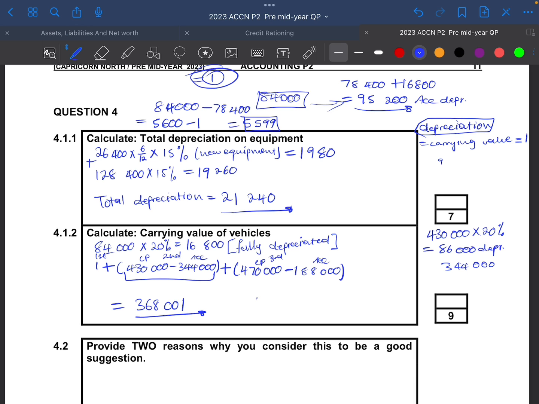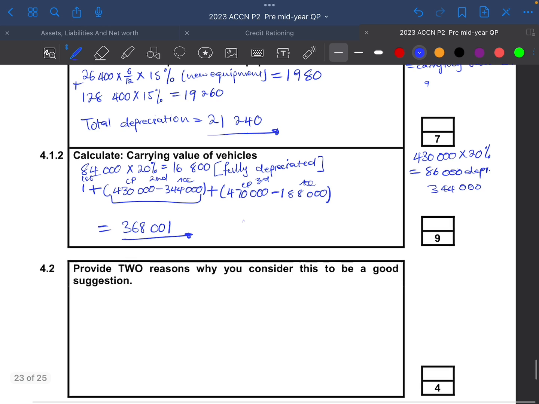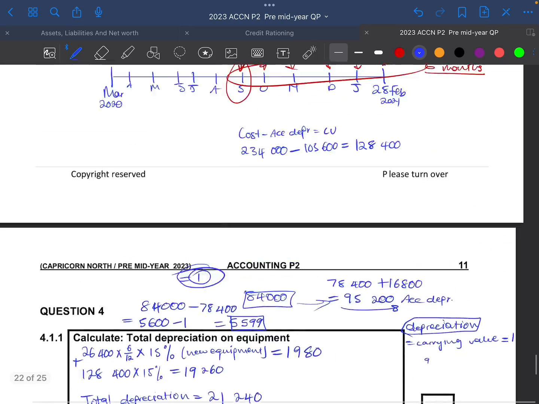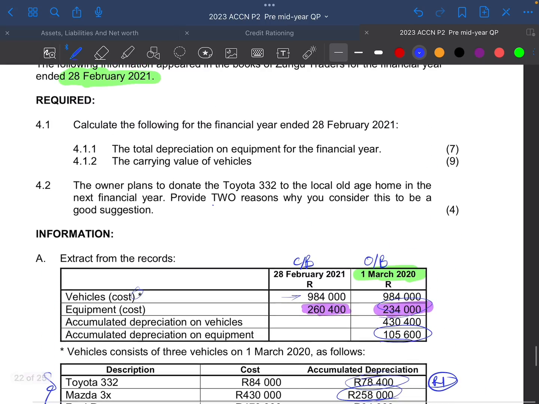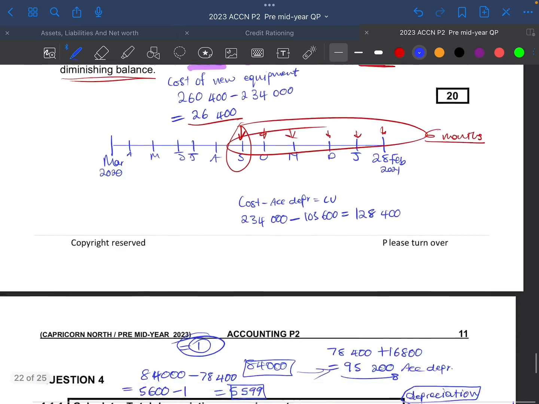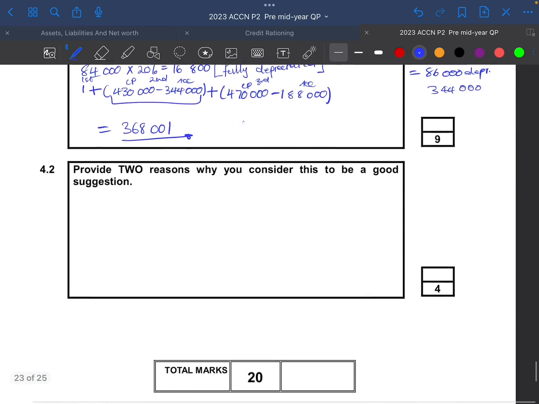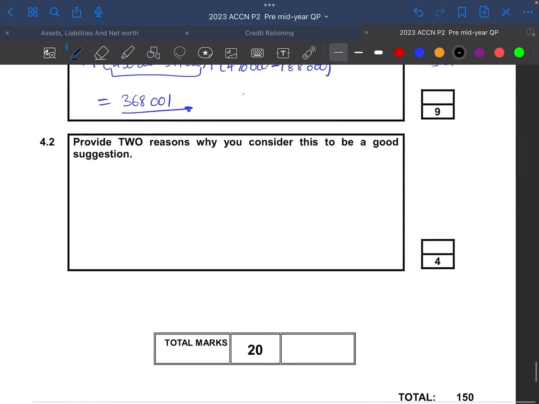All right, okay, so we are towards the end of the question, which says provide 2 reasons why you consider this to be a good suggestion. So what's the suggestion here? The owner plans to donate the Toyota 332 to the local old age home in the next financial year. Then we're supposed to provide 2 reasons why you consider this to be a good suggestion. Okay, this is pretty simple and straightforward. So why would we be donating?